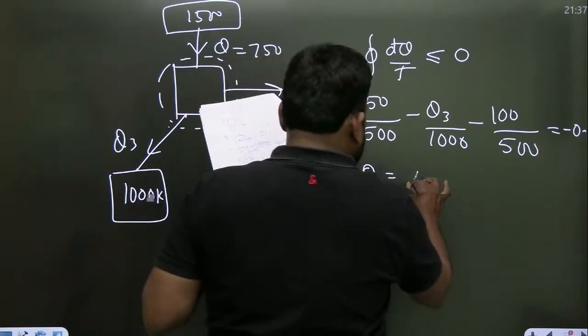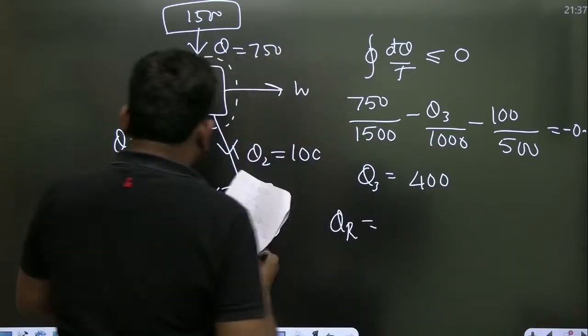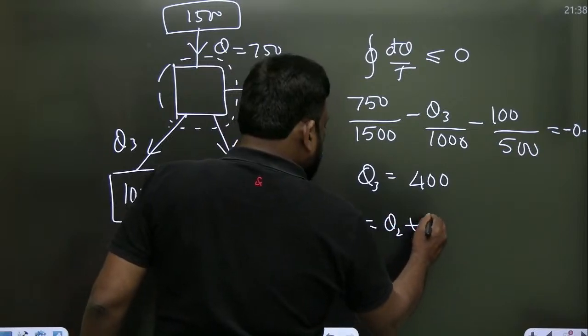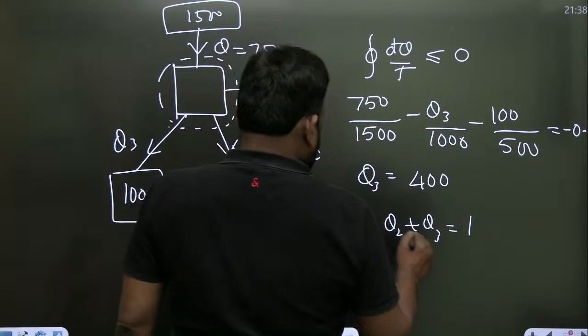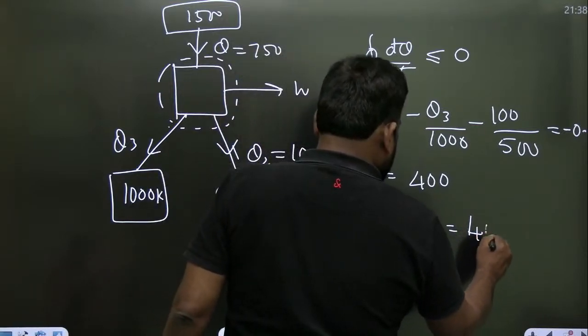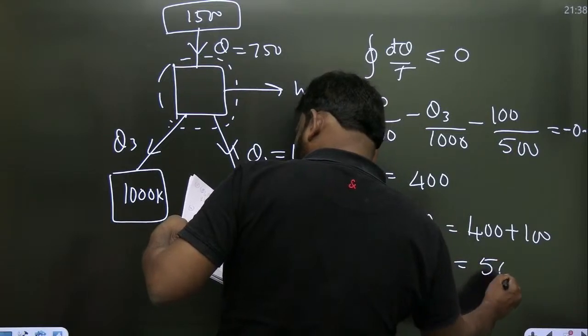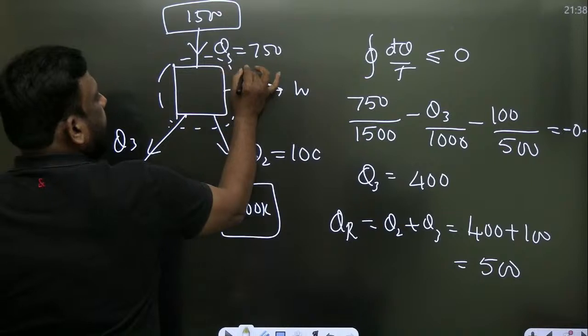Yes, absolutely correct. So what is the total rejection? This is rejection, this is rejection. It is Q2 plus Q3, that is 400 plus 100. So the total rejection is 500, and the total supply is 750.